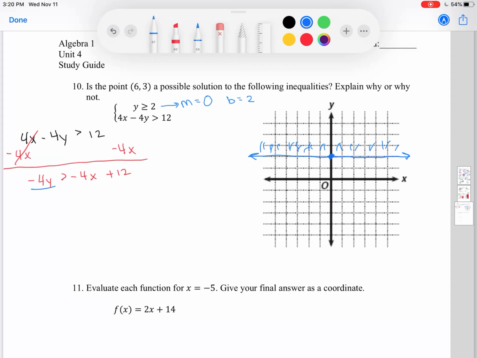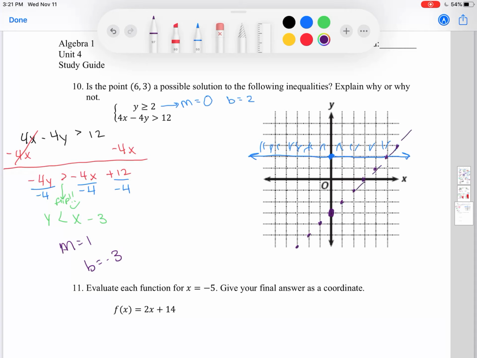The second function, however, 4x minus 4y is greater than 12. We need to rewrite it, subtracting 4x from both sides. You see how this pattern is constantly coming up over and over again? Make sure we know how to convert. We want to divide by negative 4 next. So what's going to happen is you just divided by a negative number while working with an inequality, so it's going to flip the inequality. Don't forget that rule. Every once in a while it will come up.